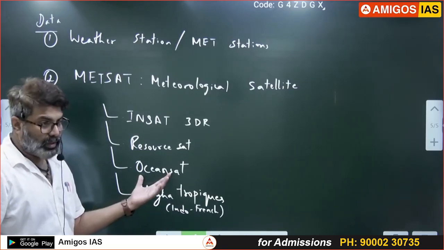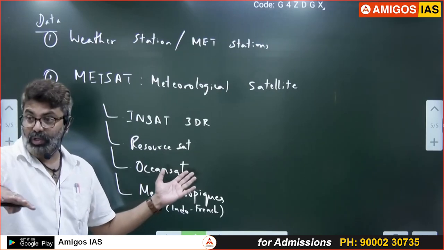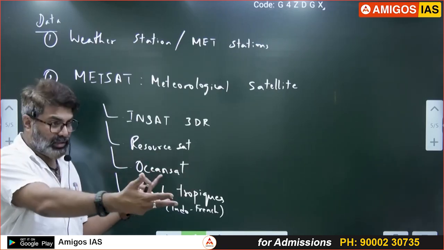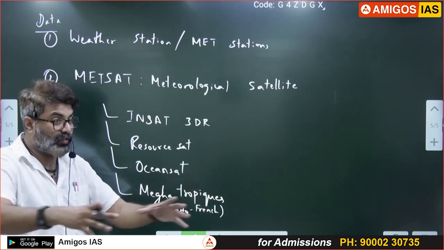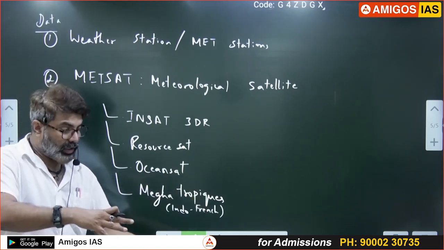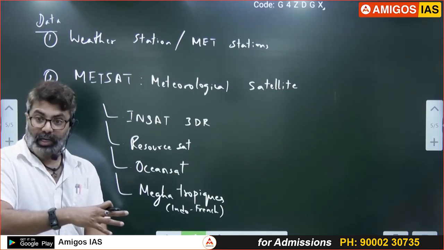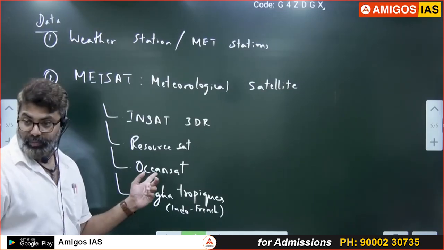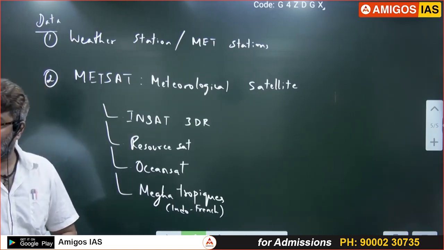Similar to that, OceanSat also sends us data. OceanSat is used for resource estimation also. Since the topic came up, I'll tell you. OceanSat is used to see where the fish are, shoals of fish, and also to study the ocean floor, minerals on the ocean floor. All that OceanSat is used for. So all these satellites have sensors. Using those sensors, they collect data.